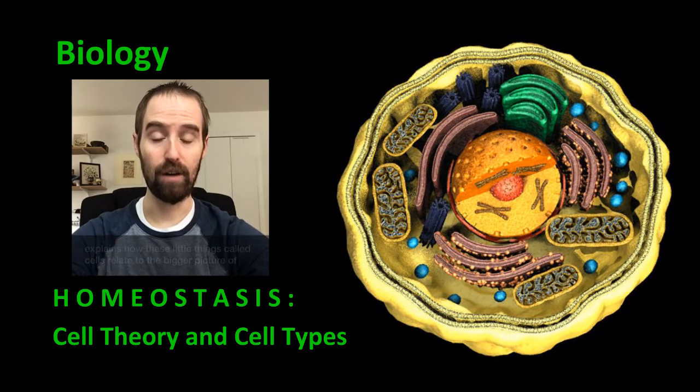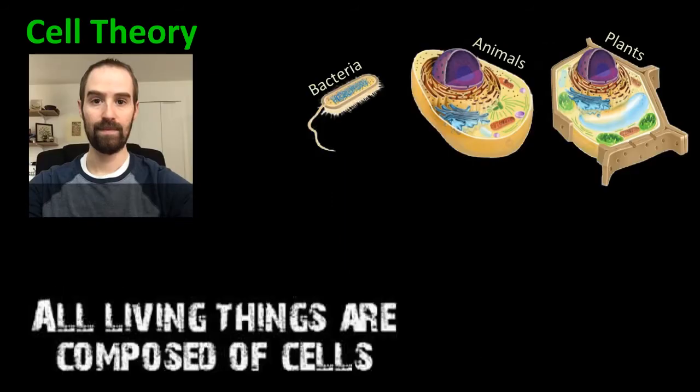Today's video is about cell theory, which explains how these little things called cells relate to the bigger picture of what it means to be alive. According to cell theory, all living things are composed of cells, every single one. We can even determine what kind of life form we are dealing with by looking only at its cells.